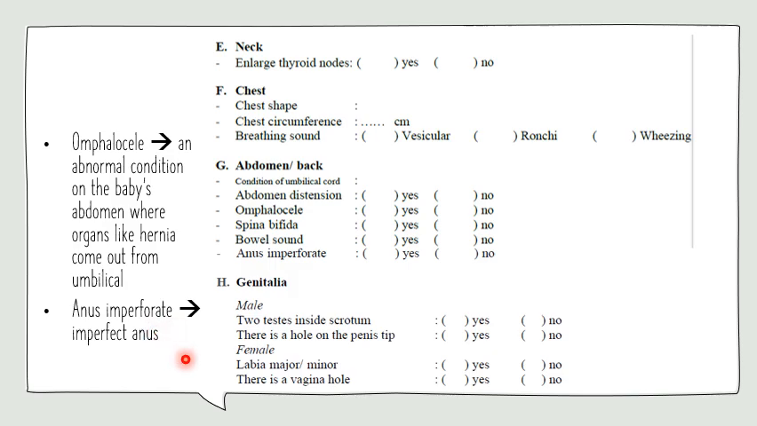And you have to check the genitalia. For male, are there two testes inside the scrotum? Is there any hole on the top of the penis? And then for female, are the labia majora and labia minora there, and is there a vaginal hole for the baby?